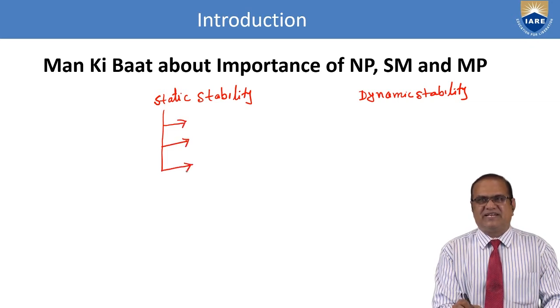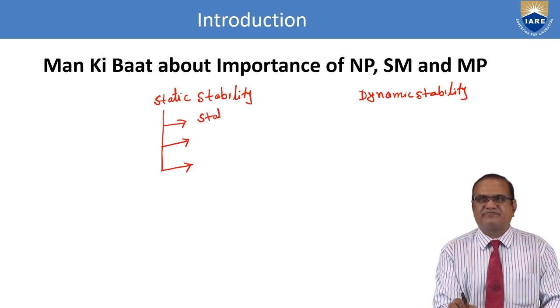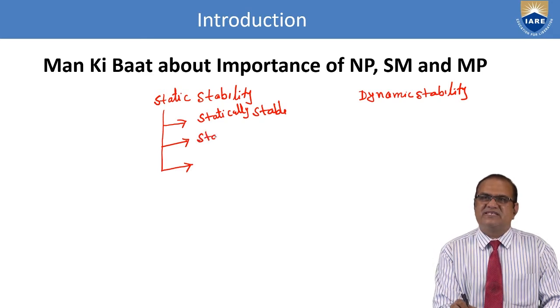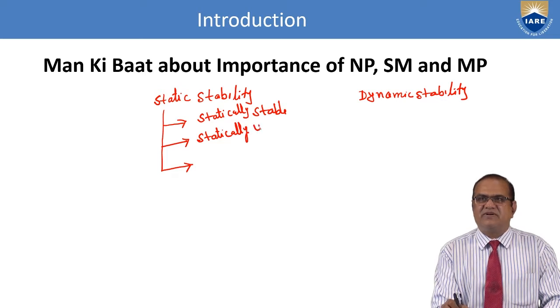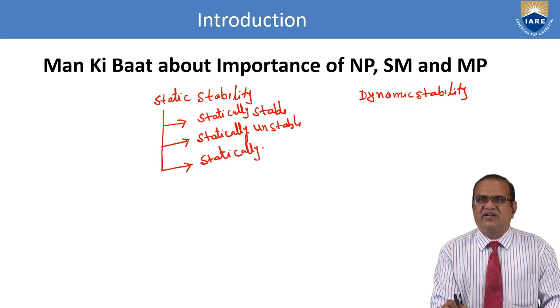One is statically stable, another is statically unstable, and the third one is statically neutral stable.